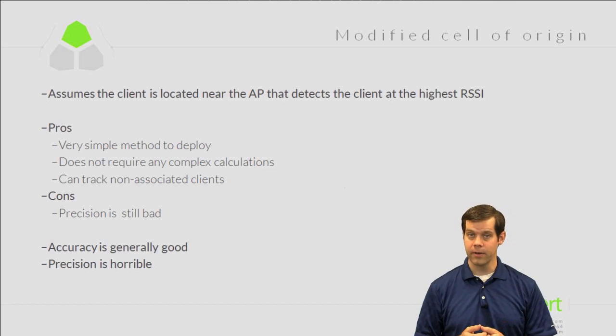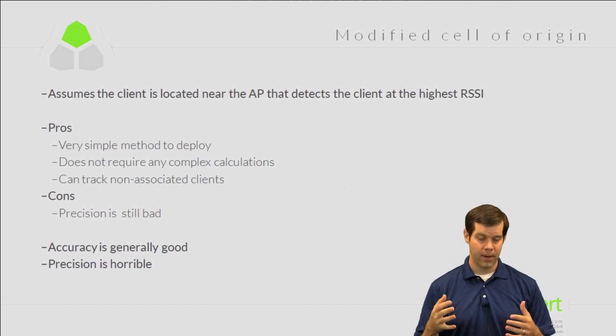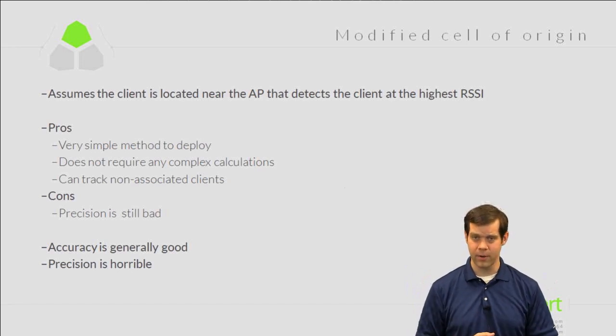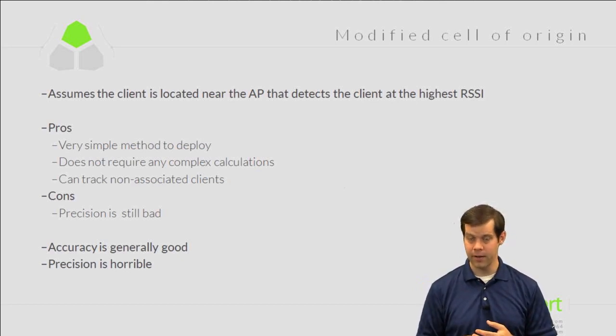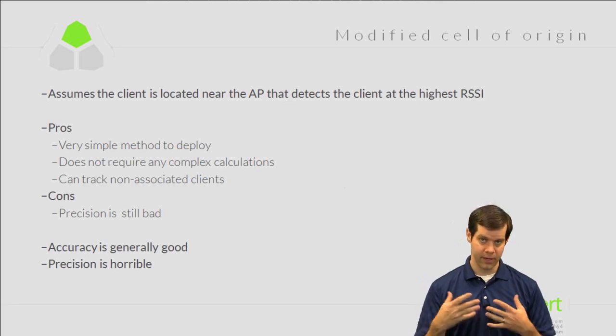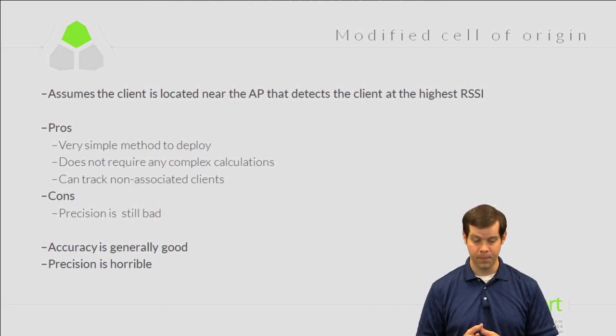So pros on this one, again, very simple. Slightly more complex than the original cell of origin, but all it has to do is just look at, of all the APs that see this, who sees it the loudest? There's no real complex calculations going on behind it. This can also track non-associated clients, so if it just sees the client maybe beaconing or probing, whatever it's going to be, it can track that as well. So the client doesn't even have to be technically associated for this to work, since we're not just assuming it's near the one that it's associated to.